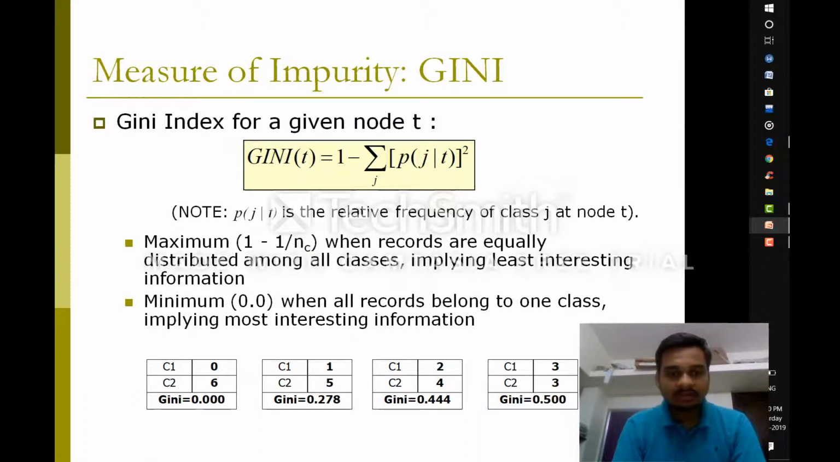Minimum value of the Gini index can be 0 when all the records belong to one class. With the result of this we can imply that the information is most interesting. So we are going to discuss this using a few examples here.